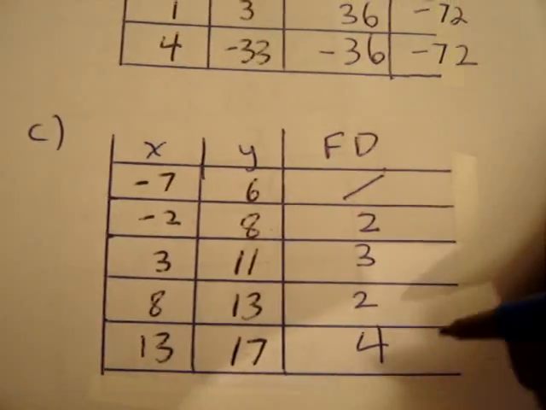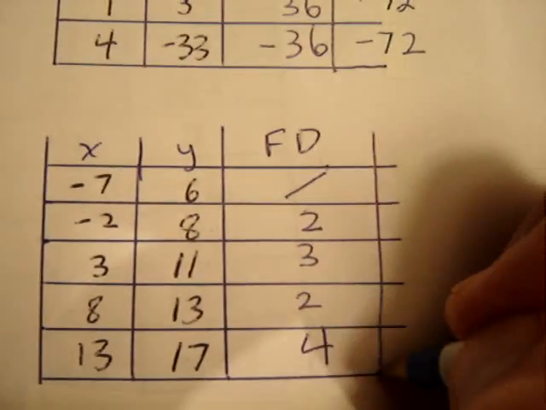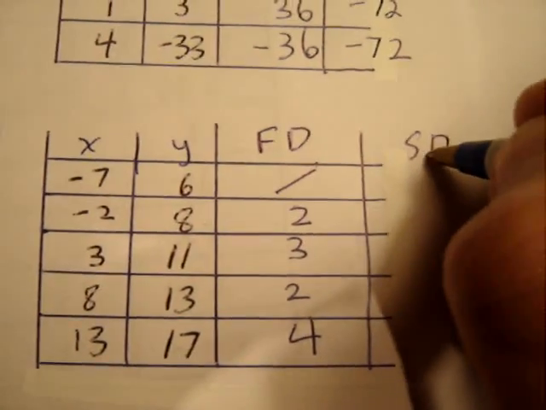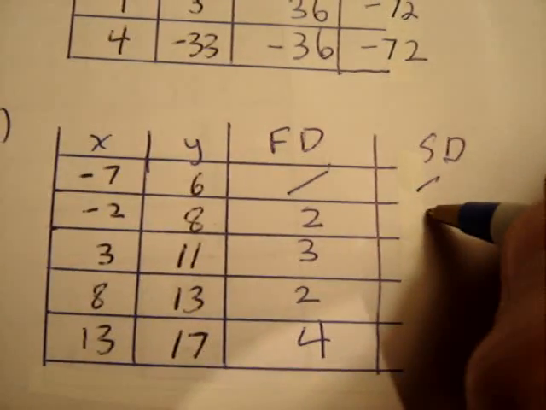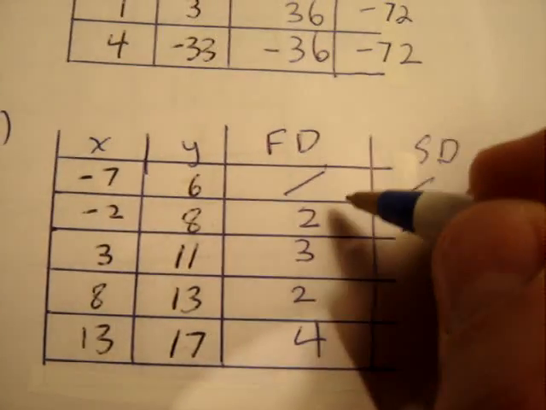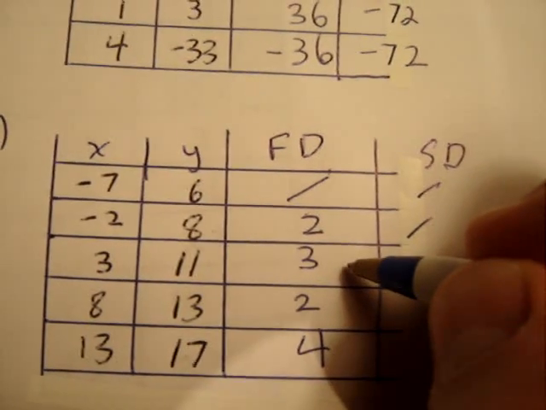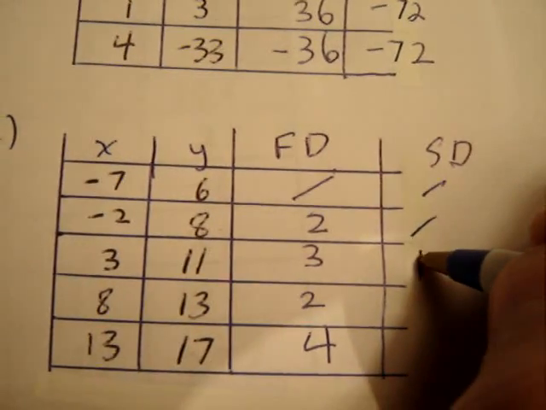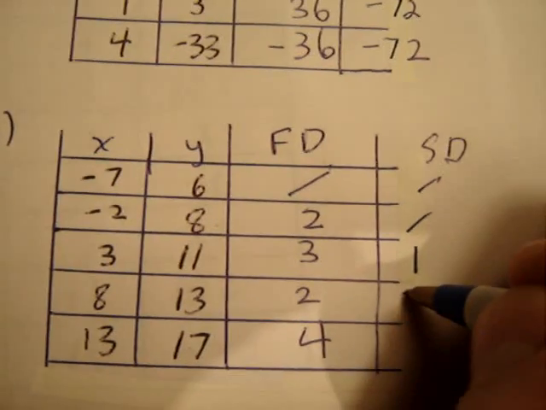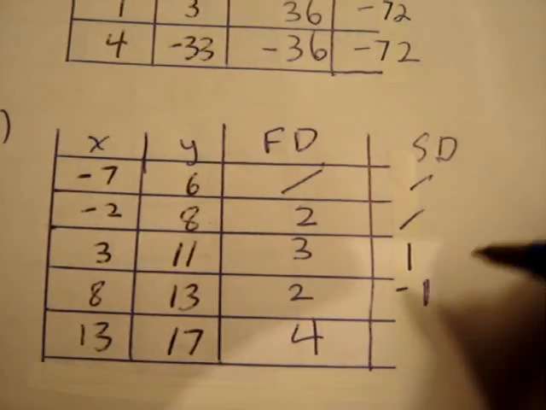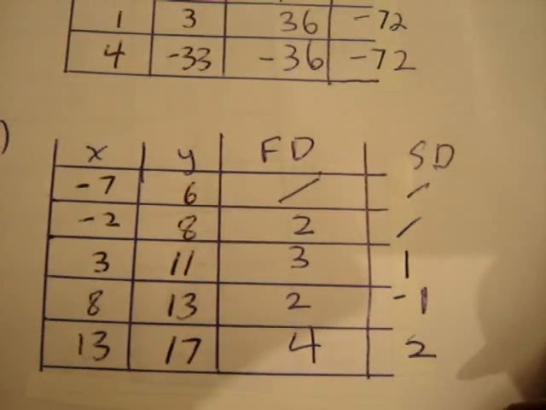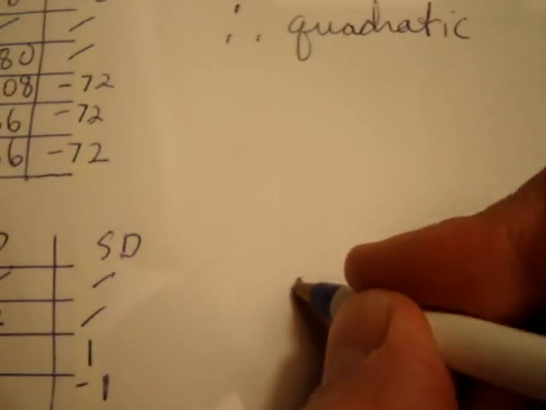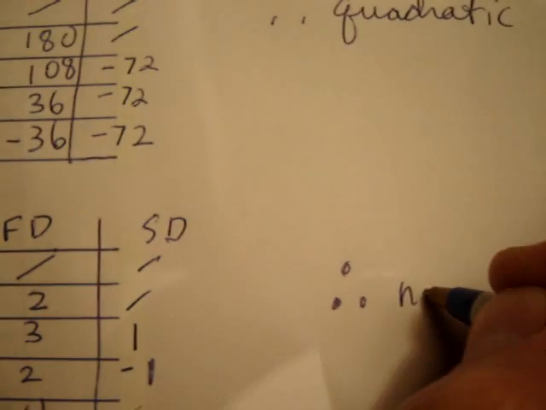Clearly not linear. We make our second differences column. We leave the first entry blank. We also leave the second entry blank because there's nothing above 2 for it to subtract with. 3 minus 2 is 1. 2 minus 3 is negative 1. 4 minus 2 is 2. And we see that we don't have a quadratic relation either. So we can say therefore neither.